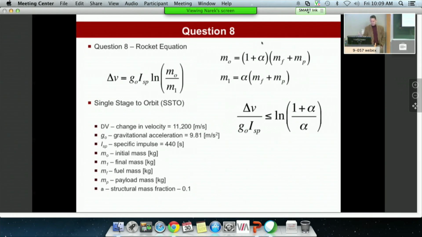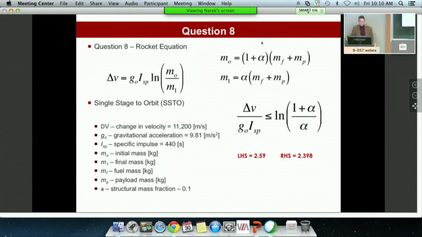So delta V over g Isp. And then the right side has to be larger than that. This is essentially your (1 plus alpha) divided by alpha, because the mf plus mp term falls out if you formulate it that way. So you can just plug in the numbers that were given in the problem, and you can see that the left-hand side does not match the right-hand side, right?